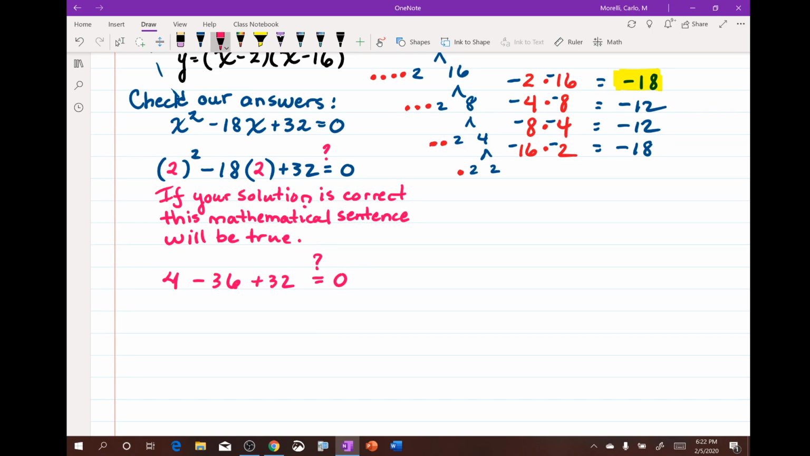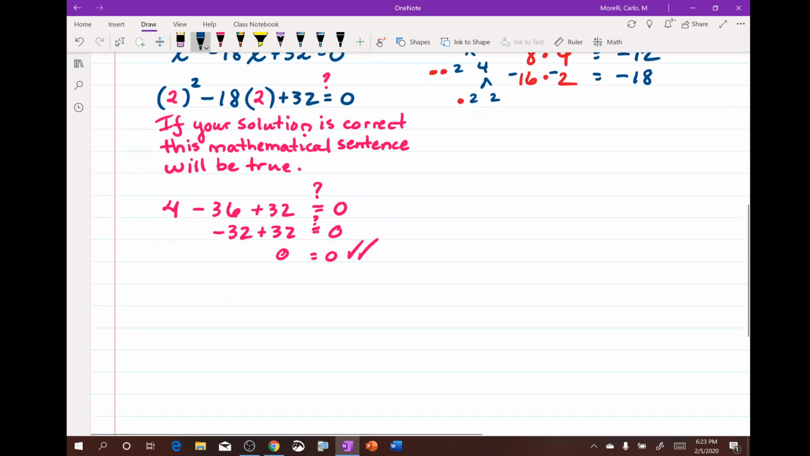What is 4 minus 36? It's the same thing as taking 36 minus 4 and then putting a minus sign in front. -32. So let me ask you a question. Is -32 plus 32 equal to 0? Because -32 plus 32 is 0. So when you check your answer, you should always be able to get 0 equals 0. And you just ask yourself, is that a true statement? Yes, it is. And so you know your solution is correct. Okay?